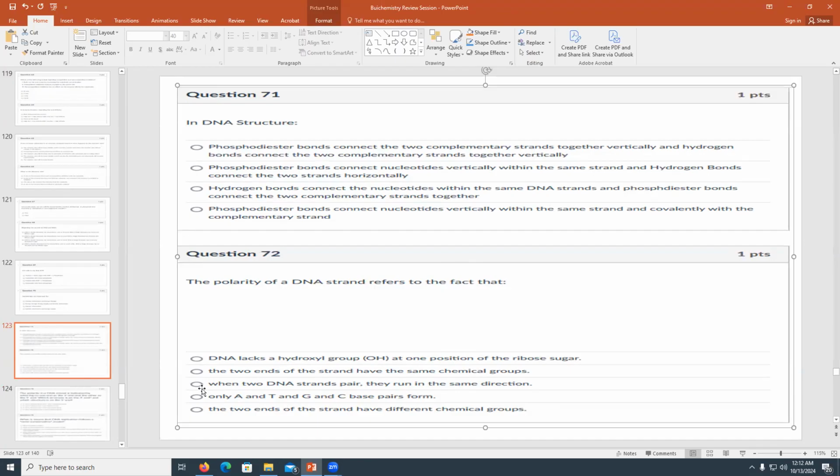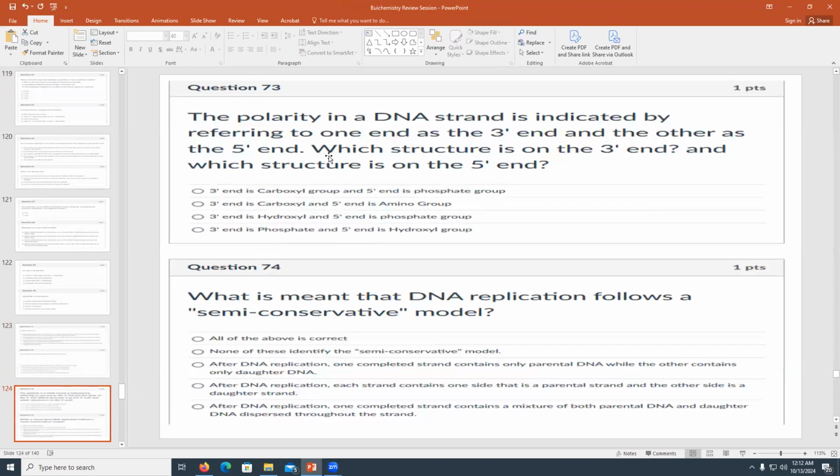When two DNA strands pair, the two ends of a strand have different chemical groups. The polarity of a DNA strand is indicated by referring to one end as the 3' and the other as the 5'. The 5' has a phosphate, the 3' has an OH. Which structure is on the 3' end and which is on the 5' end? So the 5' end has a phosphate, the 3' end has a hydroxyl.